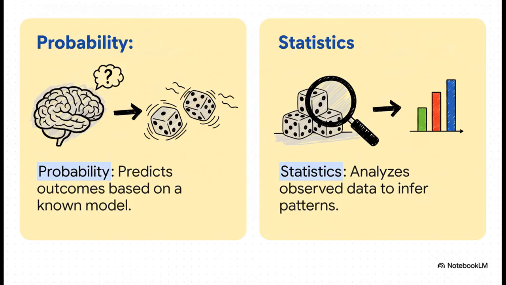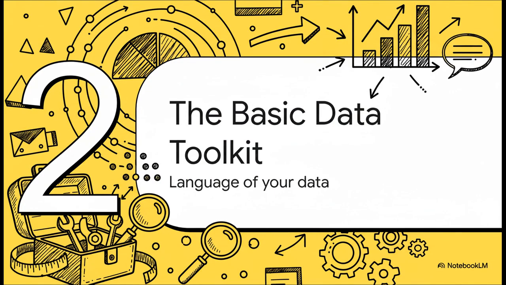Like, if I have a fair coin, what are the odds of getting heads? Statistics does the opposite. It looks at what already happened, say 100 coin flips, to figure out what the rules are. Is the coin actually fair? In this explainer, we're firmly in the world of statistics. All right, time to open up our toolkit. These are the absolute essentials of what we call descriptive statistics. Think of this as learning the basic vocabulary you need to make any dataset start talking to you.